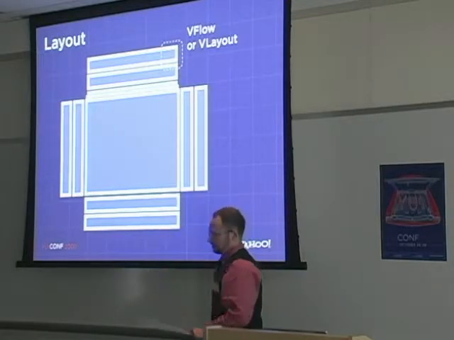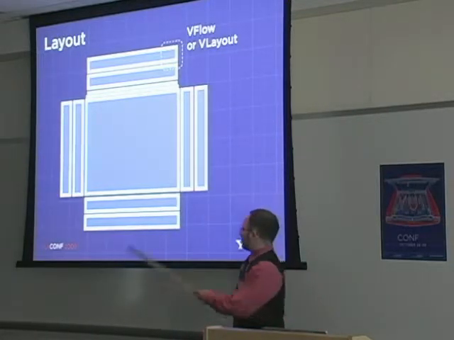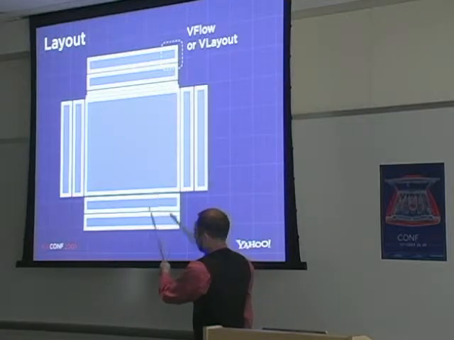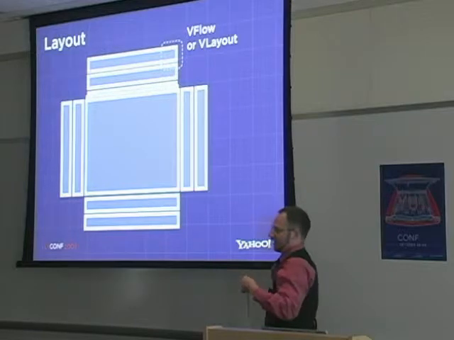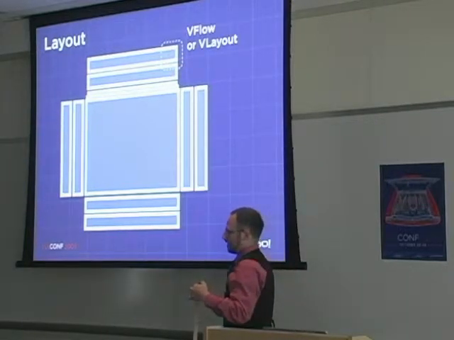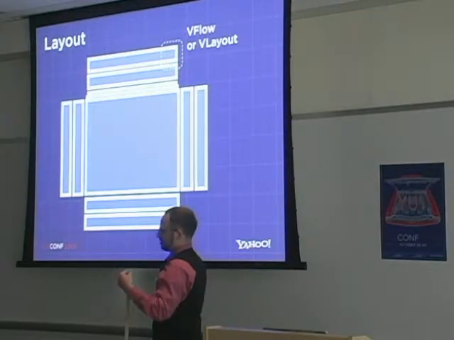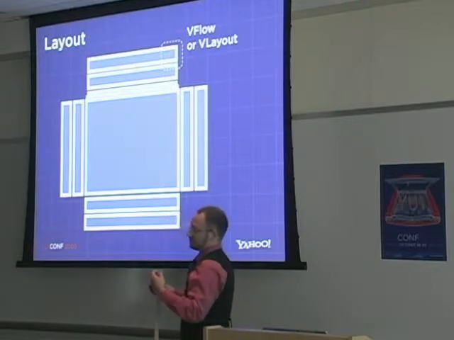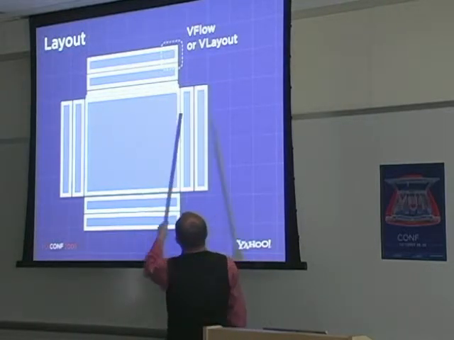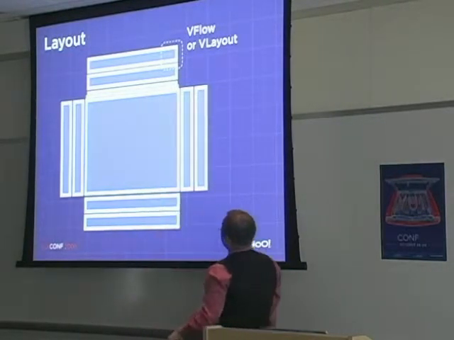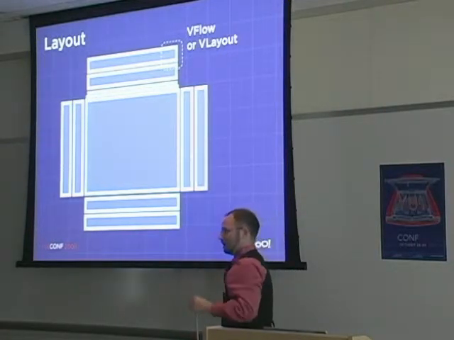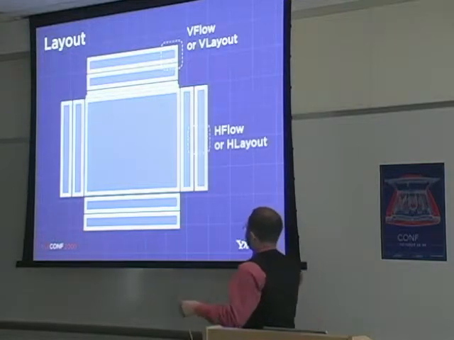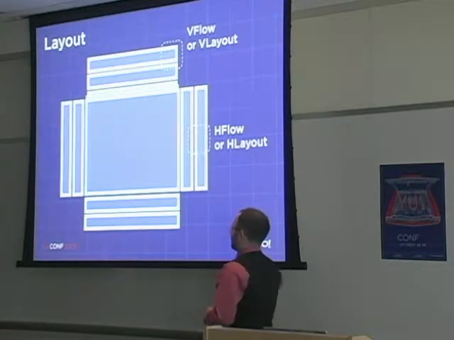By the way, one thing to point out is that each of these things are containers. So it's all the same container that we saw earlier, the one that inherits from render. And all that container does is essentially takes on a particular layout strategy. So in this case, the container on top can take on either a vFlow or vLayout strategy, which allows you to lay things out vertically. The container on the right or on the left would be horizontal flow or horizontal layout.